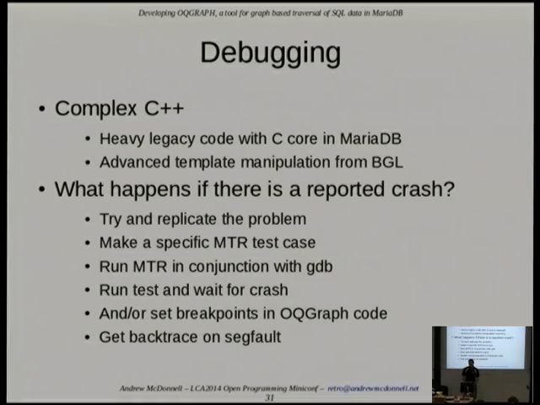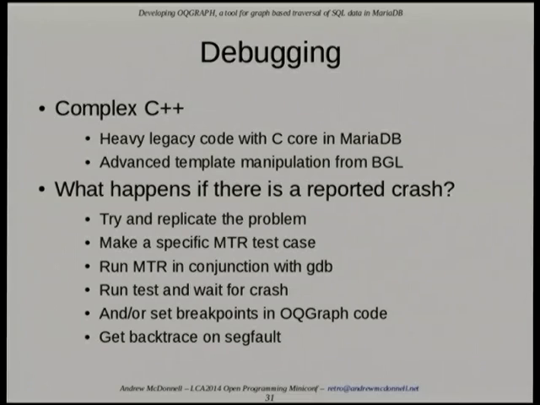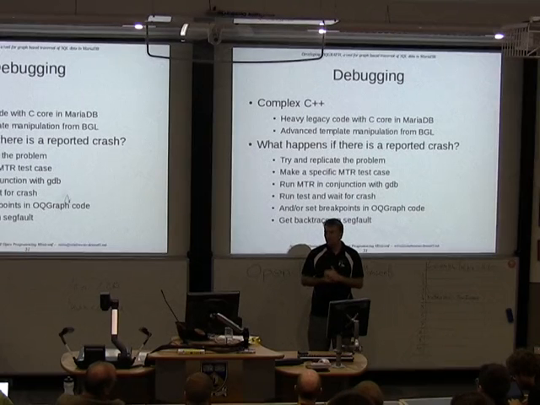Now, of course, we've got a MySQL test suite. What happens if your database crashes while you're trying to run your SQL test suite, or someone has tried to do a query and they've had a crash or some other problem? Well, we can write some MTR code to try and exactly replicate their situation, but we still need to try and debug that. Now, the code in OQGRAPH uses the Boost Graph library, which is heavy on templates, which makes for some interesting debugging. It's also directly interfaced into the MySQL core for accessing underlying tables, so there's a lot of legacy C code in there as well.